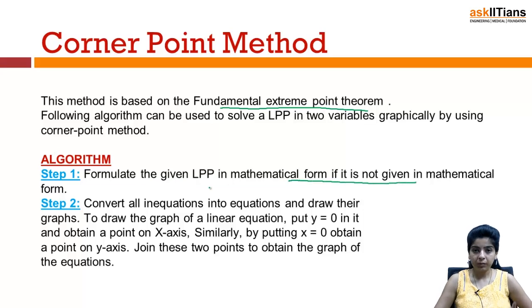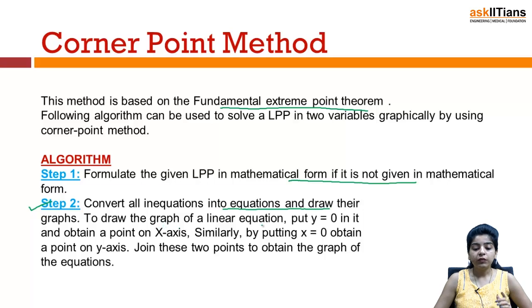is not given in mathematical form. If the LPP is given already in mathematical form, well and good. If not, then you will have to first of all formulate it in mathematical form. That is quite obvious. Then step 2 is convert all inequations into equations. Now just concentrate here, these steps are extremely important, and if you are able to understand them, you will be able to solve your questions easily. Even if you don't get a clear picture from this algorithm, once we switch to examples, the picture would be quite clearer. So step 2 says convert all inequations into equations and draw their graphs.